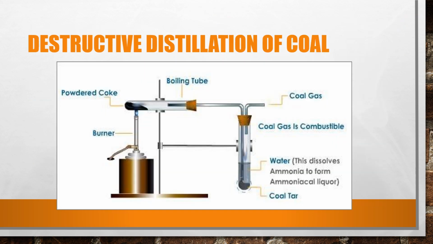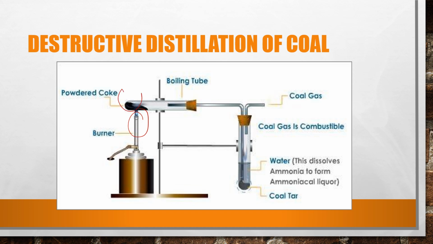So what is destructive distillation of coal? In this diagram we can see that destructive distillation is a process where something is heated. So what is being heated? So a Bunsen burner is being used, and it is the heating of a complex substance, that is coal, in a limited supply of air so that it breaks down to form simpler substances.